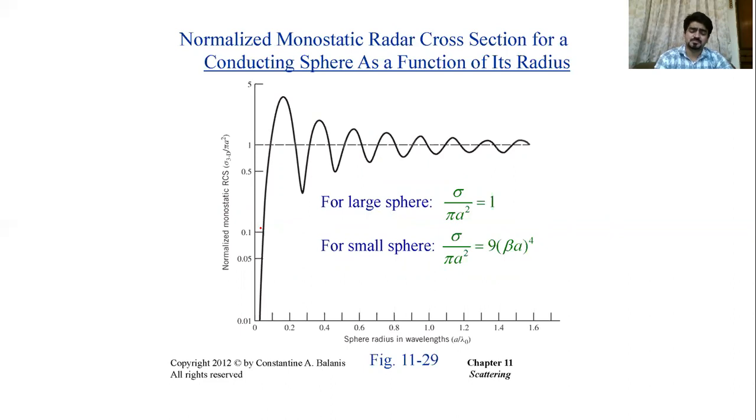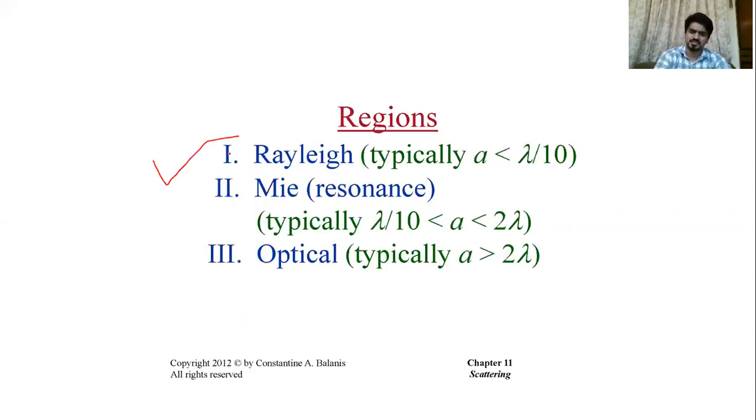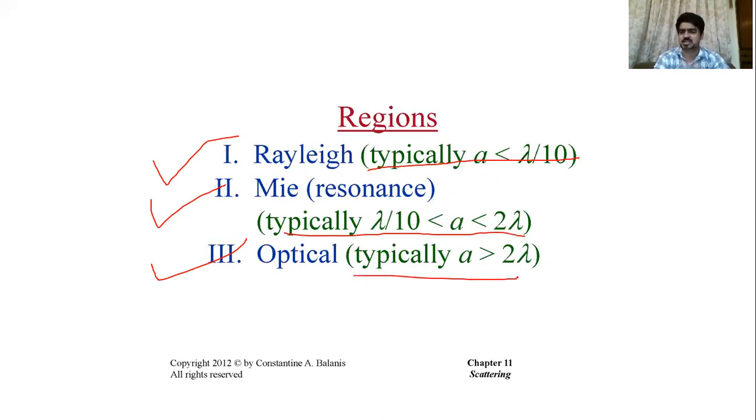Now again, this is the same thing: this is the first region, this is the optical region, and this is the Rayleigh region, and in between you have some resonances which are nothing but Mie resonance. So you have three regions: Rayleigh, the other one Mie resonance, and the third region is the optical region. And again, these are typical conditions. These are not well-defined hard boundaries.